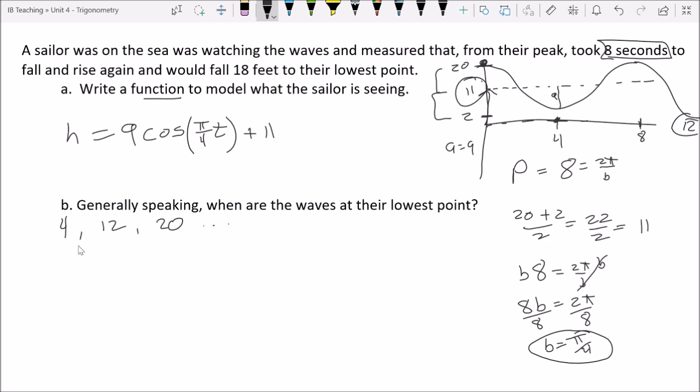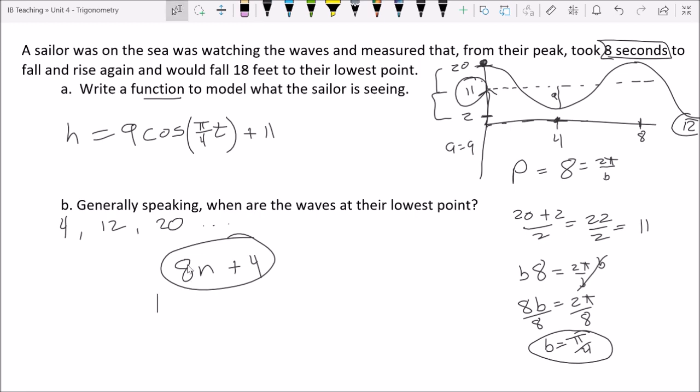Hey, that's a sequence like we learned in the beginning of the year, isn't it? Okay, so it's going to be at every 8n plus 4. 4 is that starting point. Or if you wanted to write it out, you could say starting 4 seconds after the first observation, and then every 8 seconds thereafter, because that's the period.